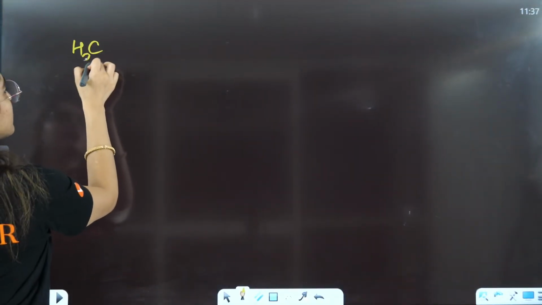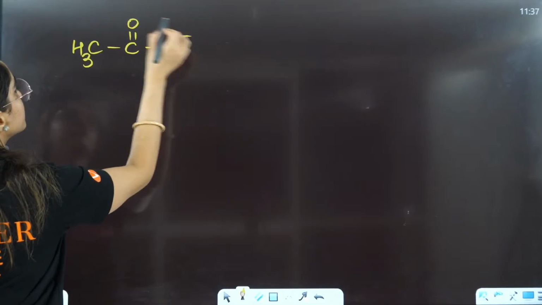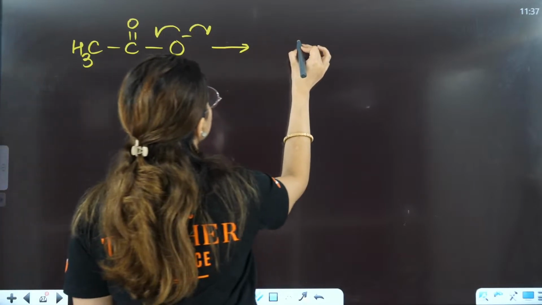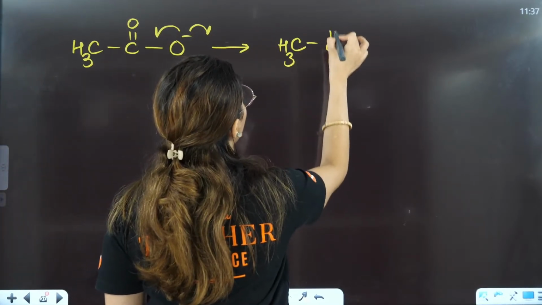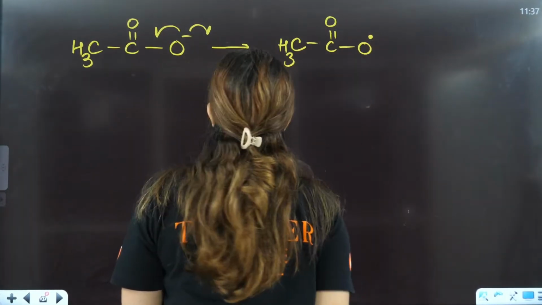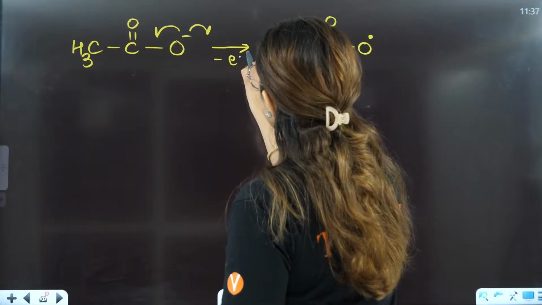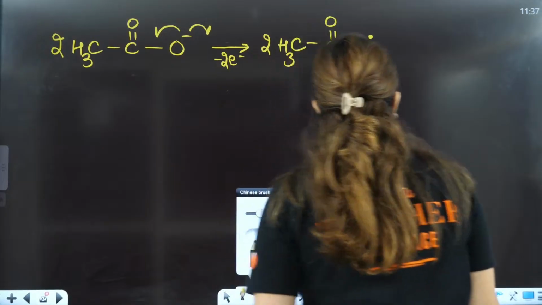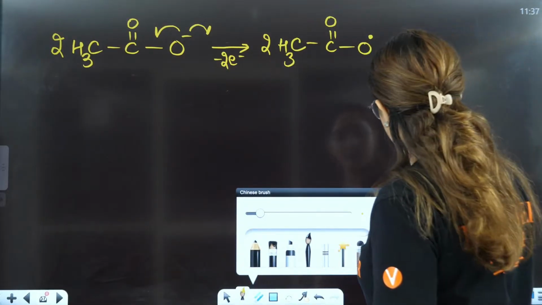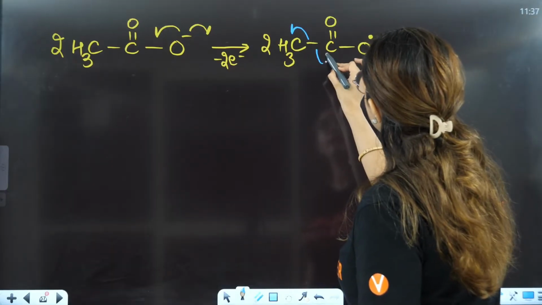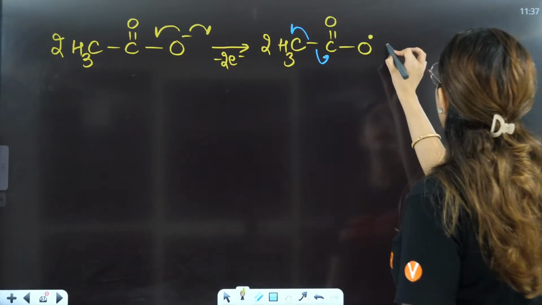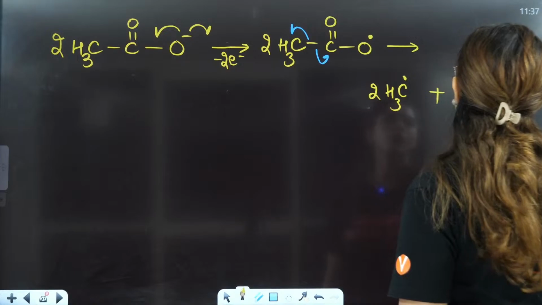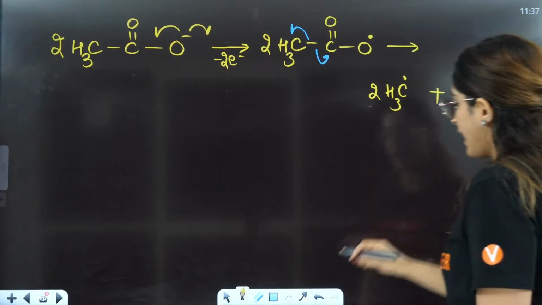If you have CH3, C double bond O, O negative, one electron is shifted here, one electron will be eliminated. So you will have the formation of CH3, C double bond O free radical, right? Here is elimination of one electron. If you use two molecules here, there will be elimination of two electrons, right? Then further, this will be cleaved. So here you will have the formation of 2 CH3 free radical, and 2 carbon dioxide will be released here. And all of this is happening.